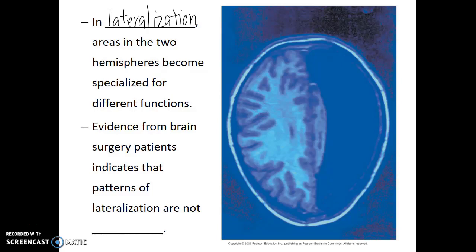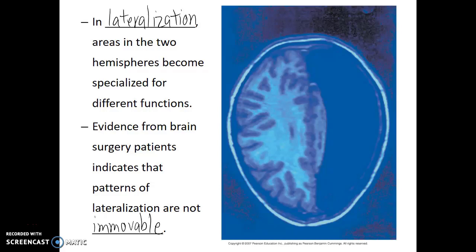Now, evidence from brain surgery patients indicate that patterns of lateralization are not immovable. And that certain tasks or things that may have been mapped to one portion of the brain, it's possible that they could be relearned or moved to other regions of the brain as well.